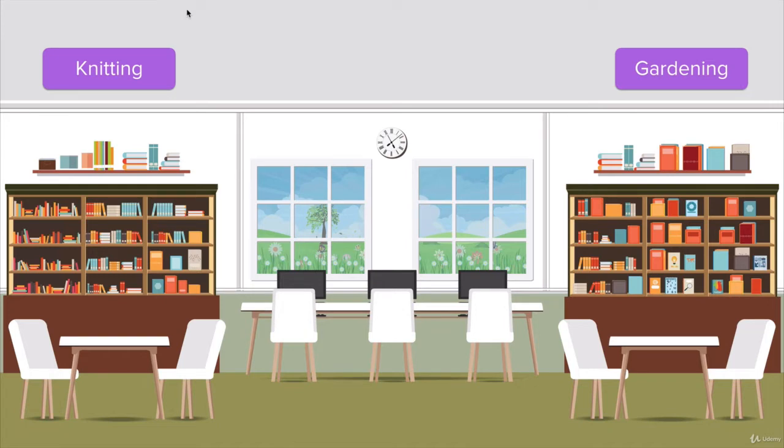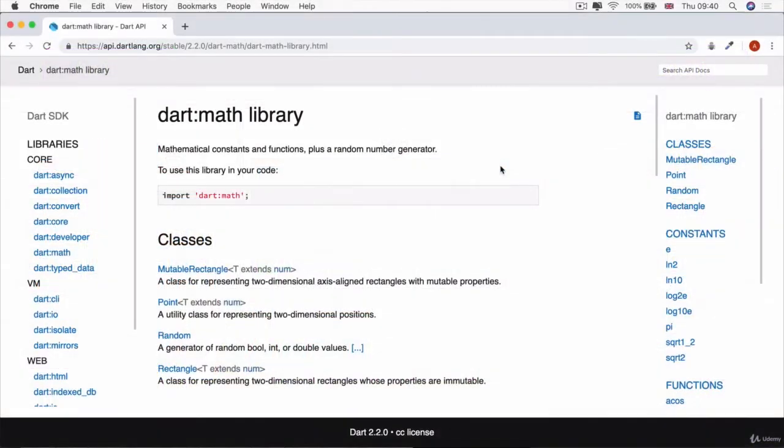But if next week you decided that you wanted to be able to do things in the garden, you wanted to be able to grow things, then you might check out the parts of the gardening library. In order to generate random numbers, we can check out the Dart Math library. And this is a library that contains all sorts of mathematical constants and functions, plus a random number generator. That's exactly what we need.